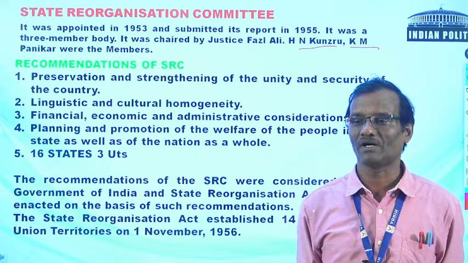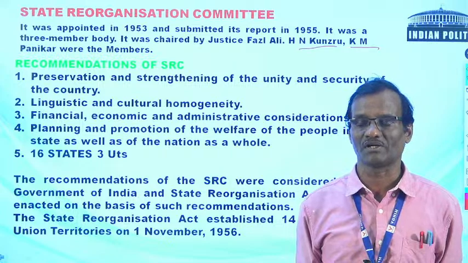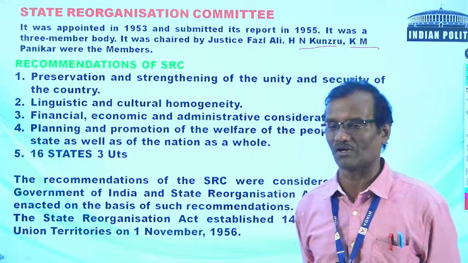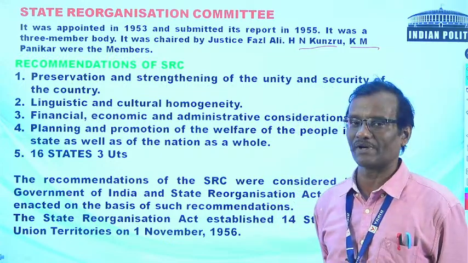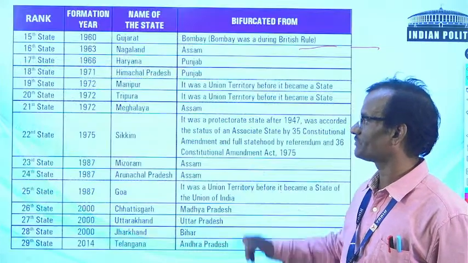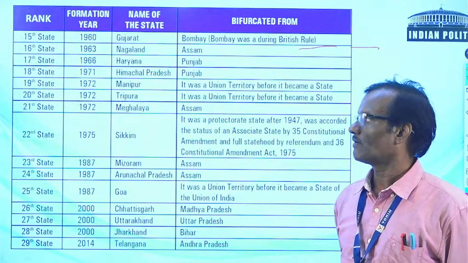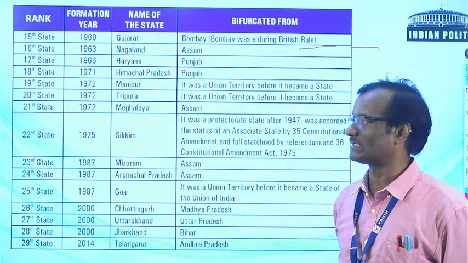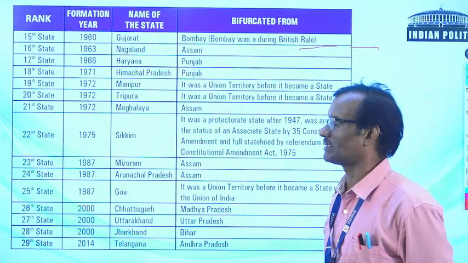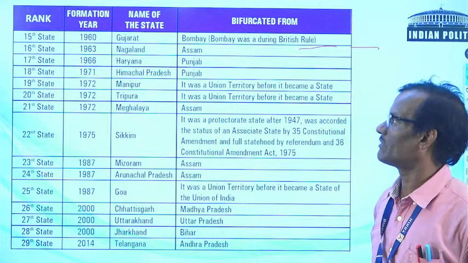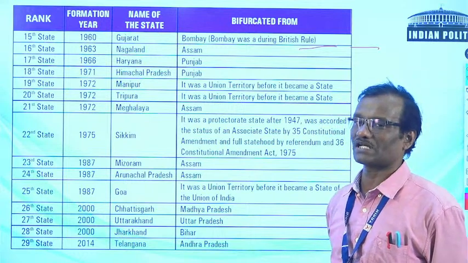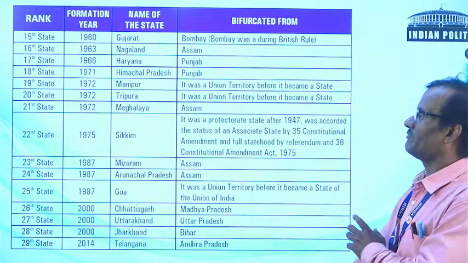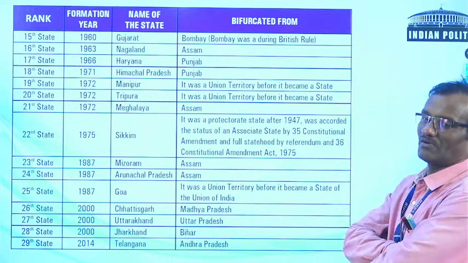So I have presented the evolution of states after 1956 in a tabular format for your easy reference. I have mentioned the rank of the state, like the 15th, 16th rank, then the formation year, then the name of the state, and the bifurcated or status of the states. Just have a brief look, we shall get a brief idea about that.